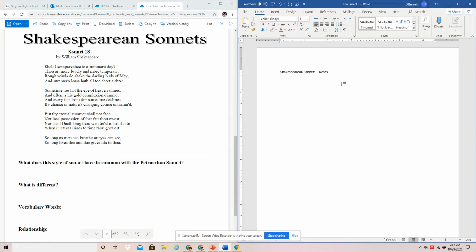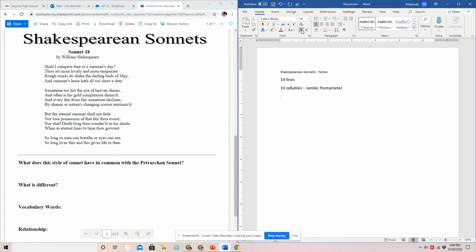So, first of all, you have probably noticed some of the structural elements that it has in common with a Petrarchan sonnet. For example, that it has 14 lines. It also has 10 syllables per line, which means that it is also in iambic pentameter, just like a Petrarchan sonnet. However, there are also some differences.